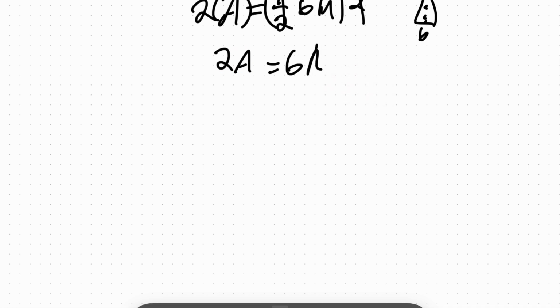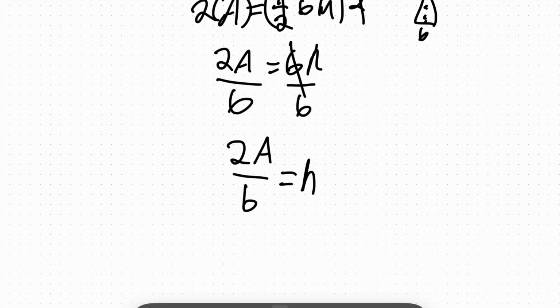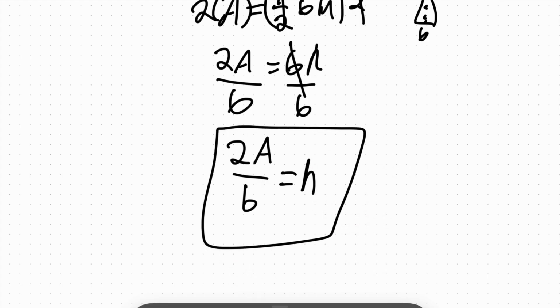Next, if we want to get base on its own, let's just divide by the base on this side too. We're left with 2 times the area over the base equals h. So we've gone from having area on one side to having h on one side. Now I want you to note, for all of these that we've done so far, we haven't actually gotten a real number answer. We've gotten h by itself. So we're not solving for a number per se, we're solving for a variable. And if we have numbers, we could use them to solve.